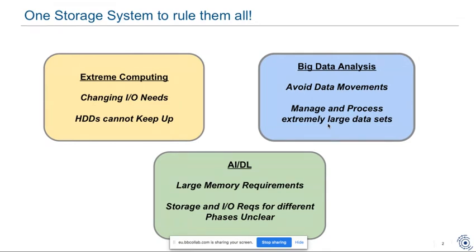So that's why I say it's just one storage system to rule them all. Whether we can have a single storage system infrastructure that can deal with all these different types of workflows. That would be really great for the data centers and for the community. So this is the overall gist of Sage 2.